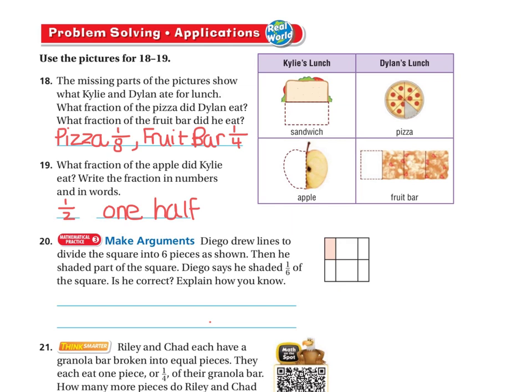When we look at Kylie's apple, we see she ate 1 out of 2 parts. That is 1/2. Remember, we write the part on top and the whole on the bottom when we're writing a fraction with numbers. When we're writing a fraction in words, we write the word 1 and then half.